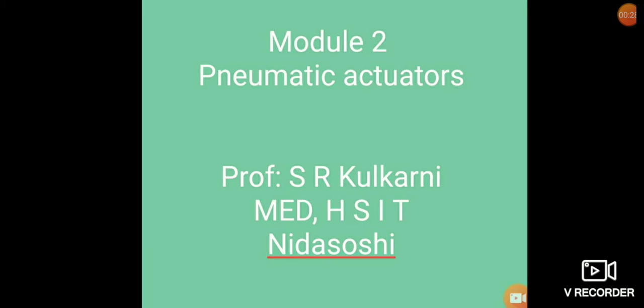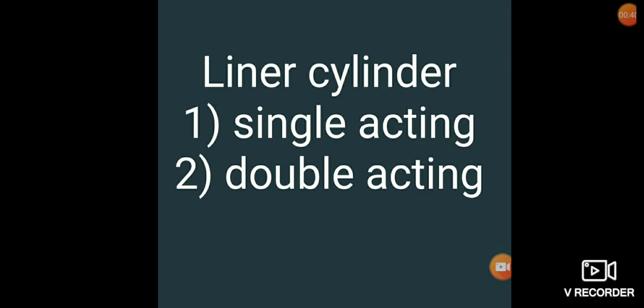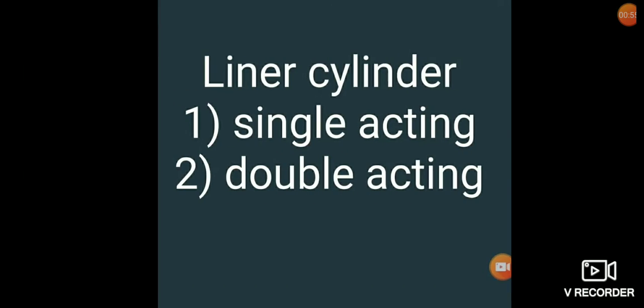The pressurized air from the compressor is supplied to the reservoir. The pressurized air from the storage is supplied to pneumatic actuators to do the work. The types of pneumatic actuators: basically there are two types, that is linear actuators and rotary actuators. In the linear actuators, again, there is a single acting cylinder type.